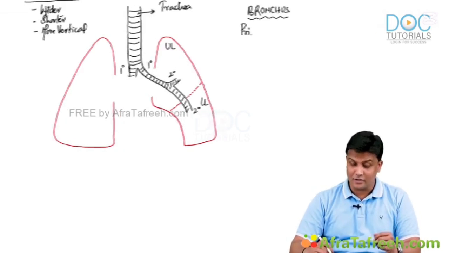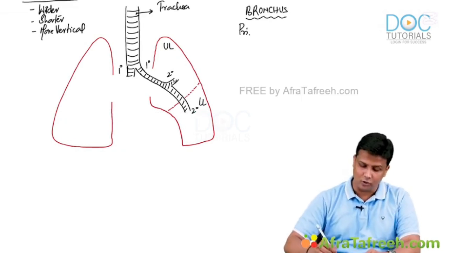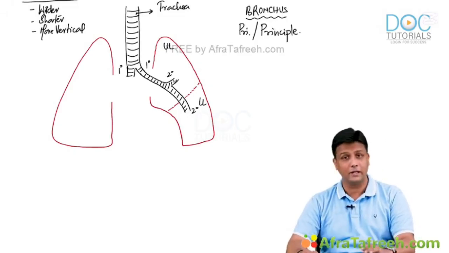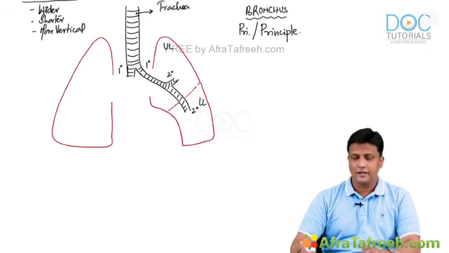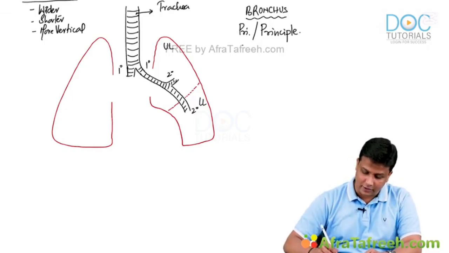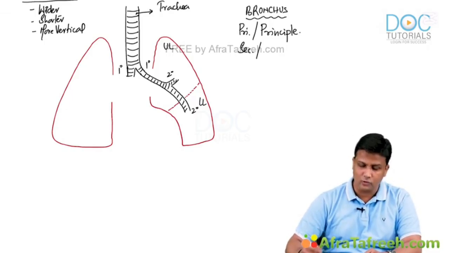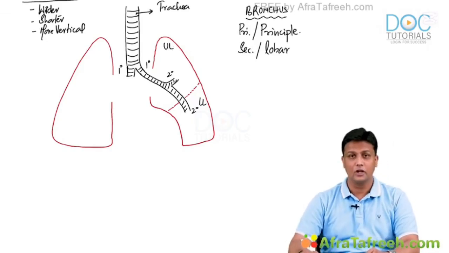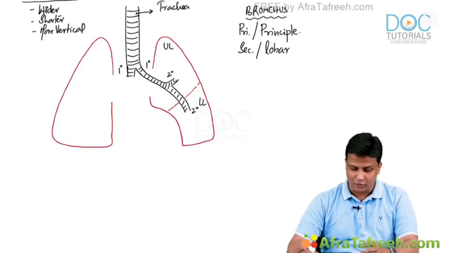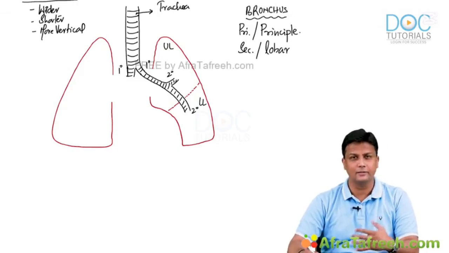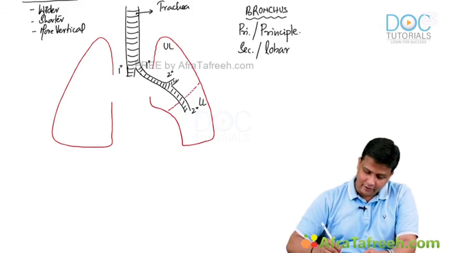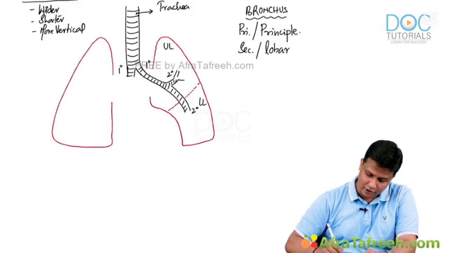That is the reason why, because it is the chief one, the main one, it is also known as the principal bronchus. So the primary bronchus is also referred to as the principal bronchus, the main one supplying the entire lung. Whereas we have seen that the secondary bronchus is the one which will be supplying what? The lobe. That is the reason why it is known as the lobar bronchus. So one of the secondaries supplies the upper lobe, another secondary supplies the lower lobe, that is why lobar bronchus.